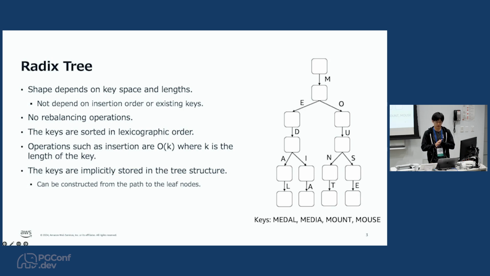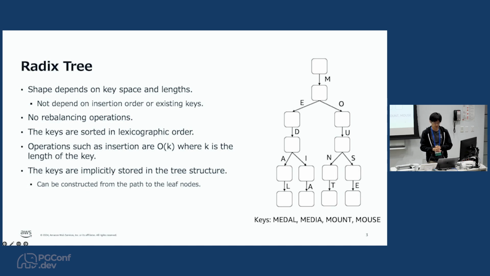One important property of the Radix tree is that its shape depends on the key space and the key length. It doesn't depend on the key insertion order or any existing keys when inserting a new key. Therefore, no rebalancing operations are required. The Radix tree generally supports basic operations like insertion, searching a key, and iteration, and all operations can be done in O(k) complexity, where k is the length of the key. For example, in this case, the length of the key is 5. And as shown in this diagram, the Radix tree doesn't store the entire key in its node. Instead, we can reconstruct the key from the path from the root to the leaf.